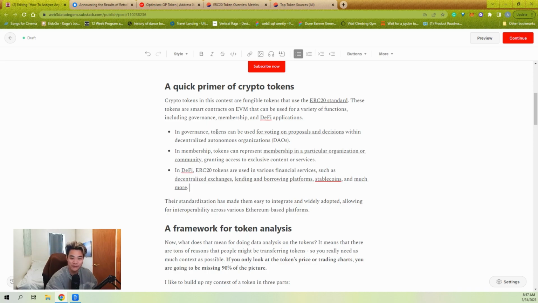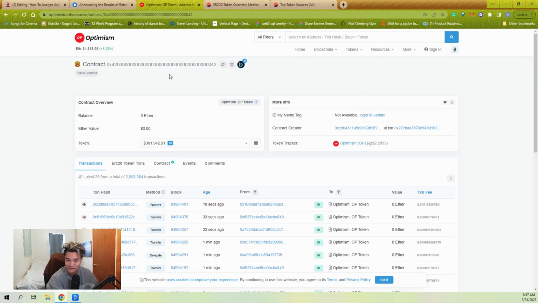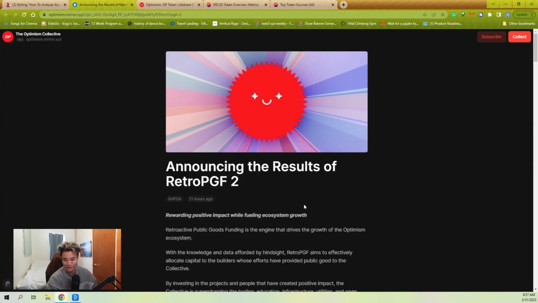For today, we're going to be looking at the Optimism token, OP, which is basically the governance token for their chain. It's not the native token used to pay fees. Huge shout out for them for the retro public goods funding number 2. They've distributed, I think, like 10 or something million worth of tokens to the community. Web3 Data Degens was one of the selected winners. So thank you very much for that.